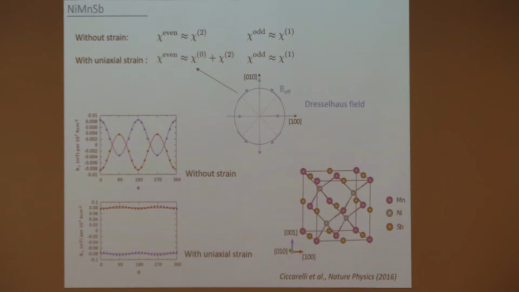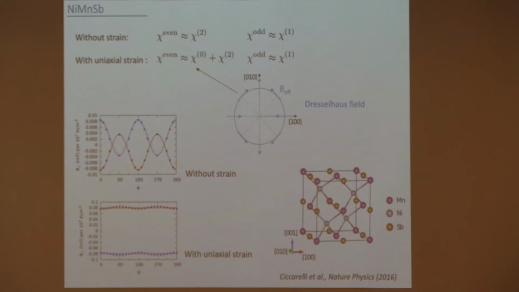Then when we apply some strain, the zeroth order term will appear, and when the strain is uniaxial, then the Dresselhaus kind of field will appear. And in experiment, there is always some strain present because this material is grown on a substrate which doesn't have the same lattice constant. And really, in the experiment, the Dresselhaus field is observed.